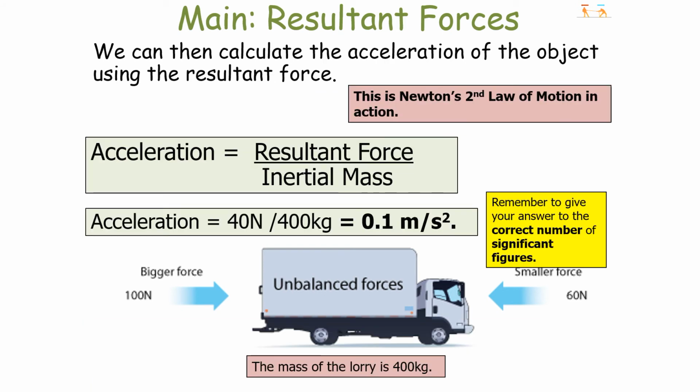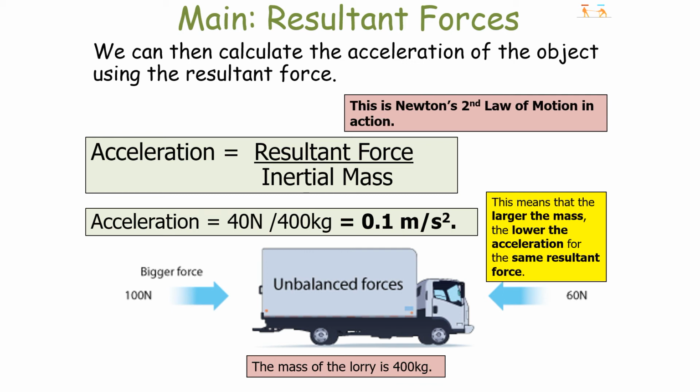You can then calculate the size of the acceleration by using the resultant force equation, which is the second law of motion. So acceleration is going to be resultant force over inertial mass. In this example, it's 40 newtons over 400 kilograms, which is 0.1 meters per second squared. So this tells us that the larger the mass, the lower the acceleration for the same resultant force, and it means the smaller the mass, the higher the acceleration for the same resultant force.